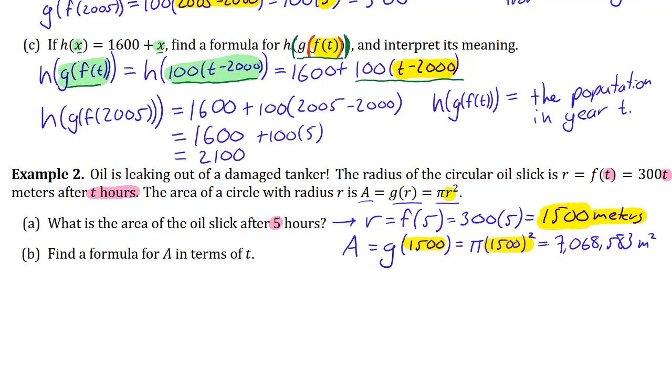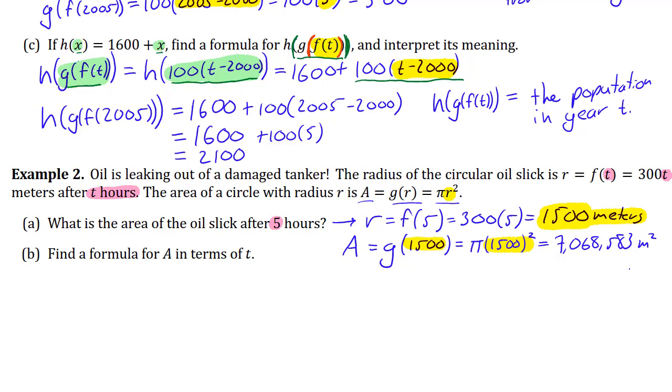Now, what we did here is we took the output of one function, the 1500, and made that the input into the other function, g, and then got that result. So this is an example of function composition.